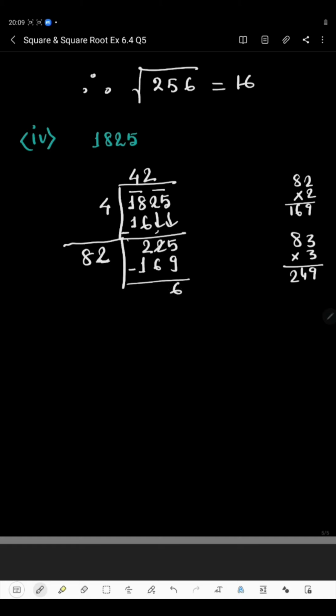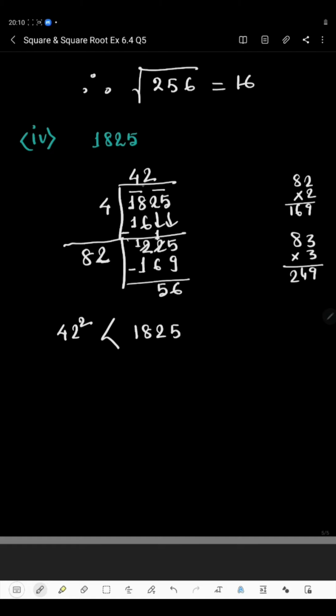9 to 15 is 6. So the 2 will be 1. So 6 to 11 is 5. Now the 2 will be 1. So 1 minus 1 is 0. So we have got 61 as remainder. Now that means the remainder we have got is 61. So what does it mean? It means that the square of 42 is less than 1825. That's why we have got this remainder. So 42 squared must be less than 1825.